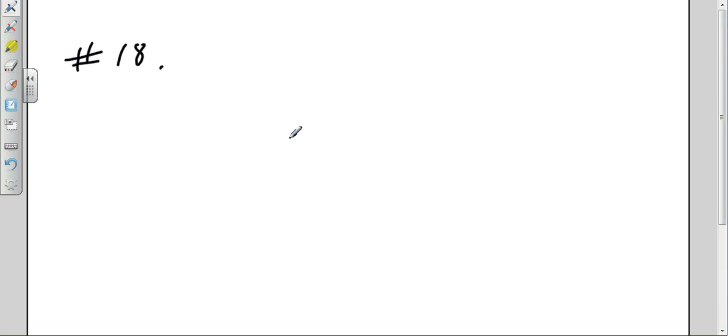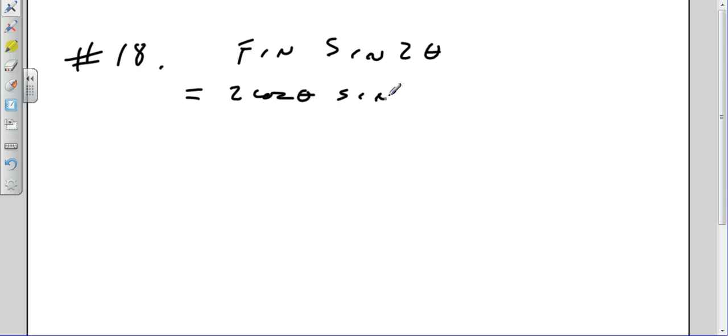And we want to find the sine of 2 theta. Okay, so find sine 2 theta. Now we know that sine 2 theta is equal to 2 cosine theta sine theta. We know that. So that's something we know. And because we're on 18, we have the sine of theta is 3 over 5.